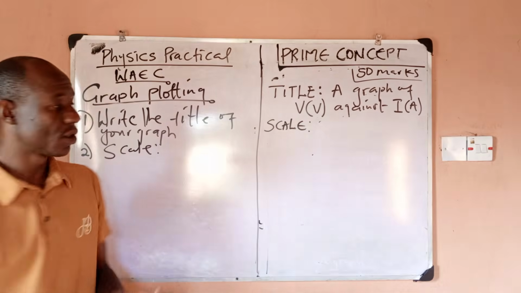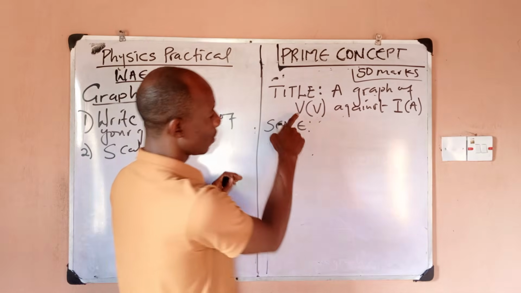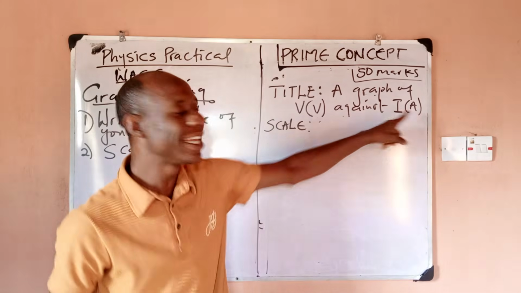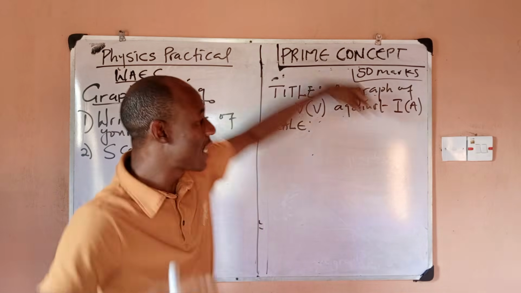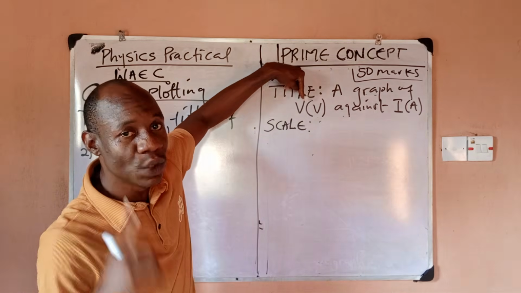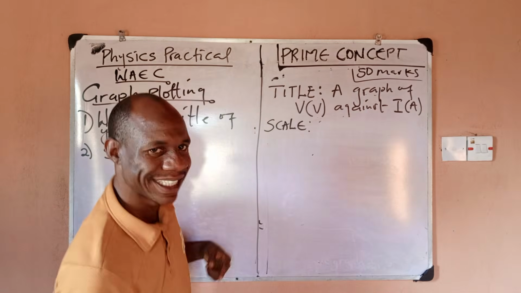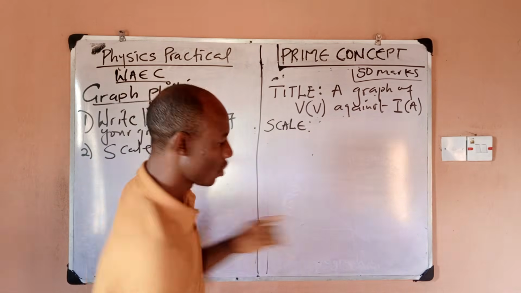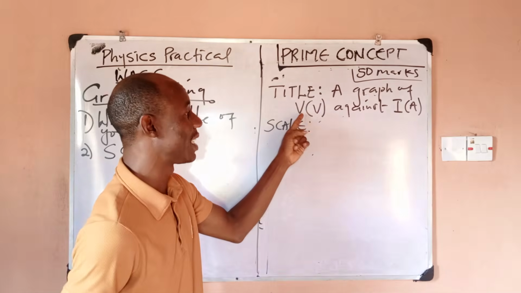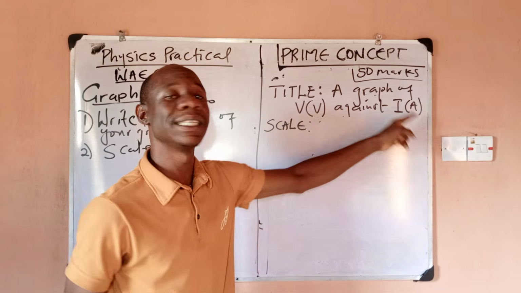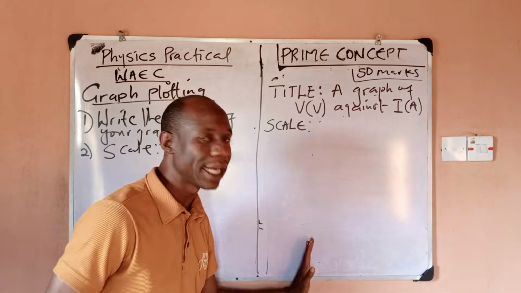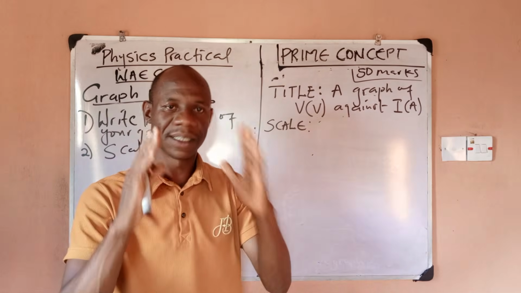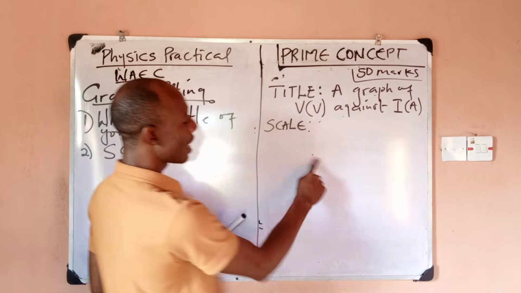When you want to write your scale, remember you're plotting voltage. When they say V against I, it means that you're plotting V on your vertical axis and I on your horizontal axis. That is what the statement V against I means: V on the vertical, I on the horizontal. Are you following me?